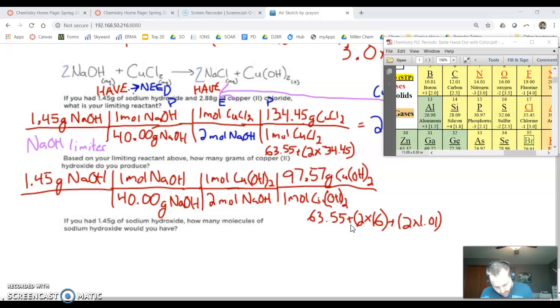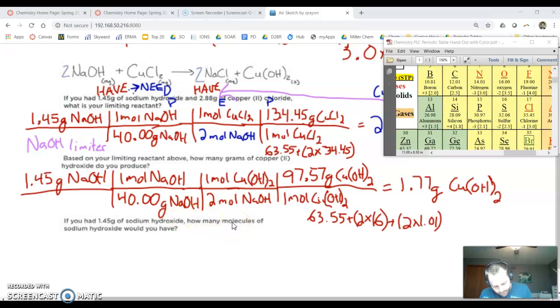So then we go through, we do the math, and we find that if we perfectly used up all 1.45 grams of sodium hydroxide, we could produce 1.77 grams of copper hydroxide. And since we started with 3 sig figs, I can go ahead and keep 3 sig figs in my answer. And then the last one, again, we're just going to build it off this same thing, and these first steps are going to be the same, but notice I actually wanted to make sure I got you a question like this. If you had 1.45 grams of sodium hydroxide, how many molecules would you have?